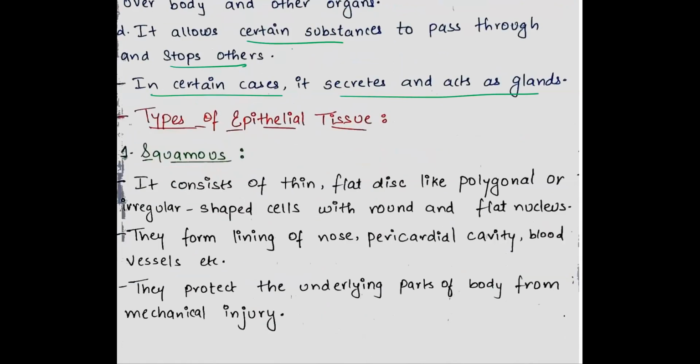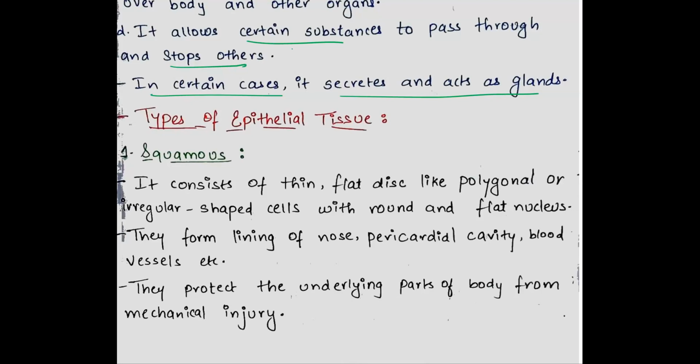Now, talking about this one, it is the squamous type of epithelial tissue. If we discuss the types of epithelial tissue, the first one is squamous epithelial tissue. Let me show you how squamous epithelial tissue looks. The squamous epithelial tissue is just like a single layer.